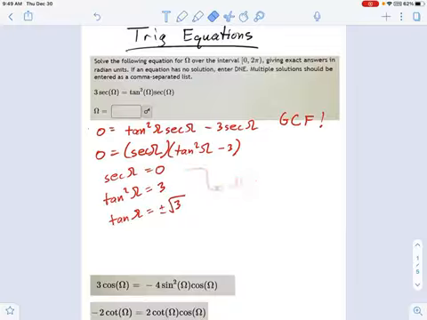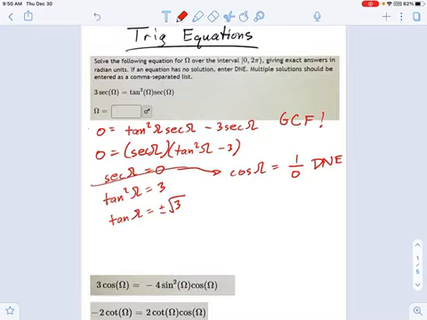I don't have my secants memorized, so let's back up a little bit and say secant equals 0. That means cosine equals 1 divided by 0. Remember, cosine is the reciprocal of secant. If you have a secant number, you just flip it over in a fraction and you get your cosine number. Well, what's 1 over 0? That's DNE, it doesn't exist. It's like infinity or something. So we actually get nothing from that one. Secant is a nonsense solution.